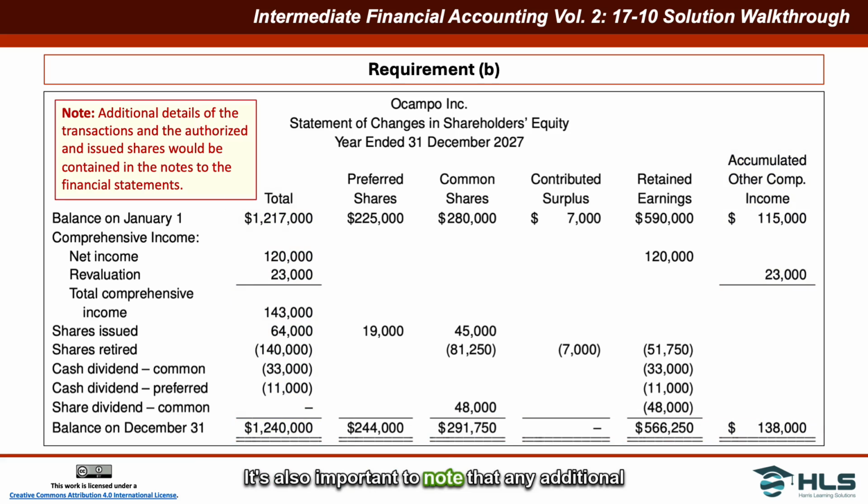It's also important to note that any additional details of the transactions and the authorized and issued shares would be contained in the notes to the financial statements. So if readers wanted further information, that's where they would go. And that's it. We're done with this problem.